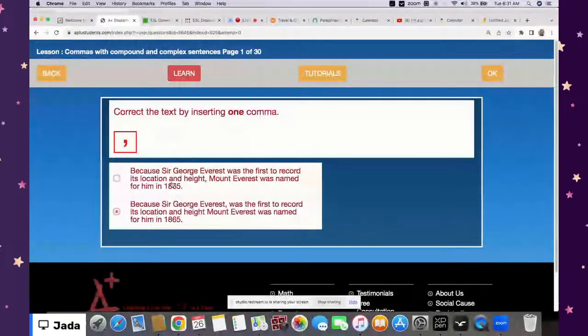Oh, we have one. So we'll pick one as the answer. Okay, Joy and Evangelist says one. All right, because we know that "because" is a subordinating conjunction. So definitely this sentence is a complex sentence. So we pick "because." Okay, perfect. Now next one.